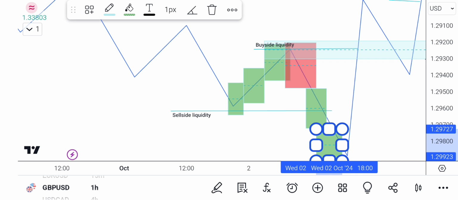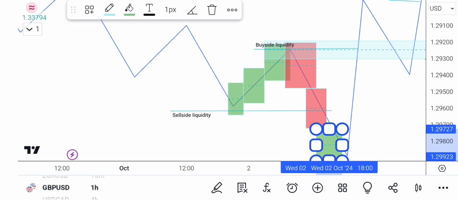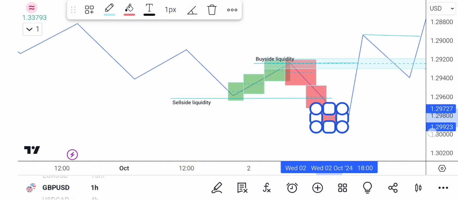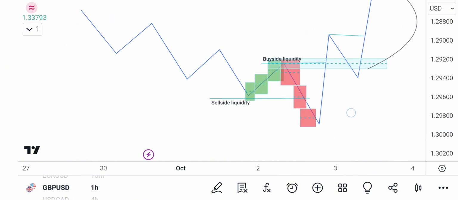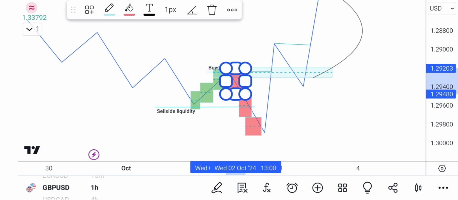I'll change this one also to red because it is a cell. And then I'll change this one also to red because it is a cell. Thank you for being patient. Yeah, good. So this is what we are talking about here.